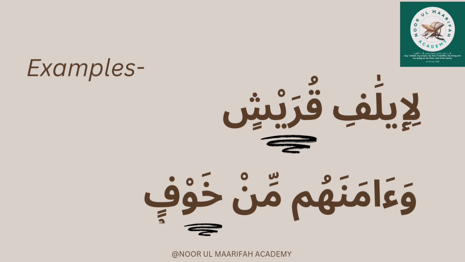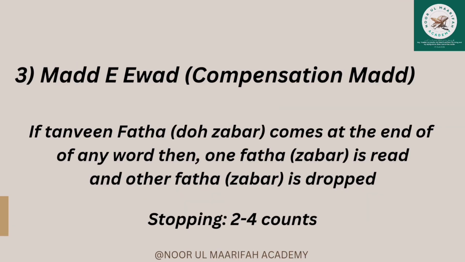This is your huruf-e leen. Let's move ahead with the last one. The third one is madde-e-wad, that is compensation mad. If you have done the previous class, I have taught you about tanween. Okay, do zabar, do zair, do pesh, and how to stop on that. Madde-e-wad only considers tanween fatah, that is do zabar.